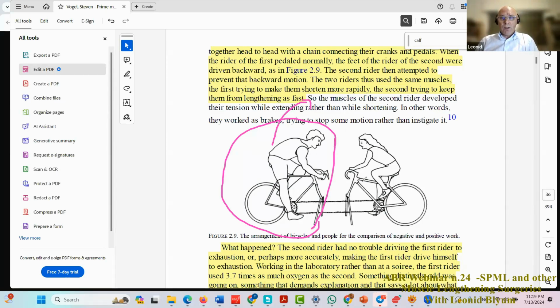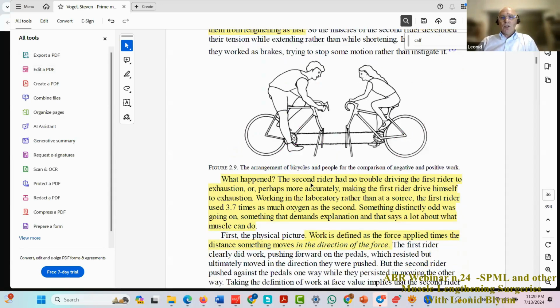So he was pedaling forwards, right? And then they say the second rider attempted to prevent the backward motion of the wheels. Because when this guy pushes his pedals, her wheels start moving backwards. So he is moving forwards, hers moving backwards. So she is using the same muscle groups. He is using them actively for contraction, and she is using them to counteract him in extension modality. And here is the story. Within 10 minutes or so, she didn't make much of an effort, and the guy who was trying to push forwards, you see, the second rider had no trouble driving the first rider to exhaustion.